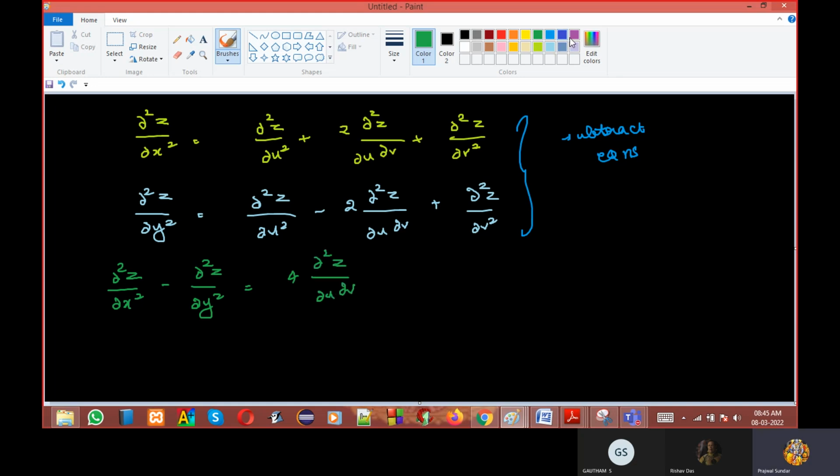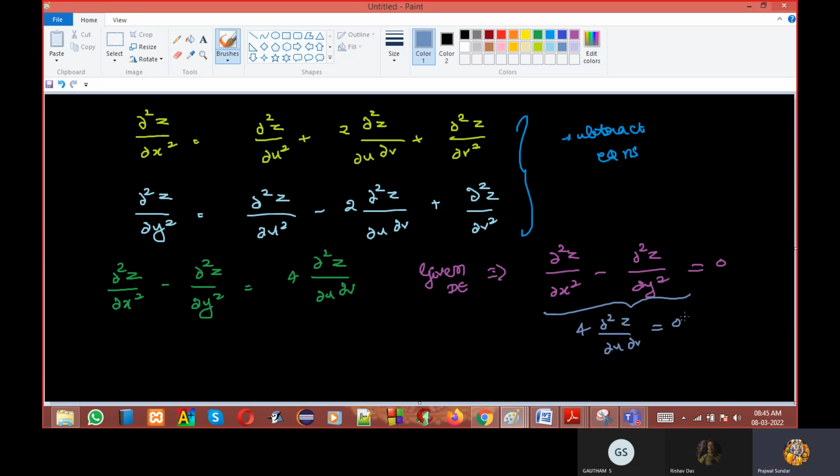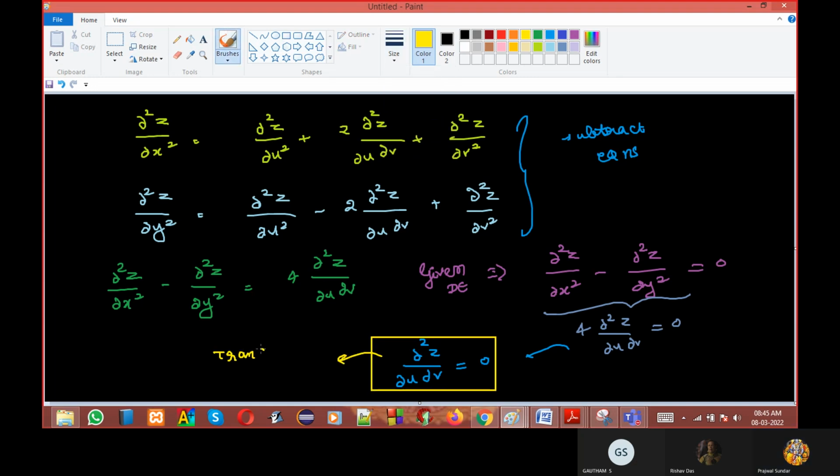Now look at this carefully. What is the given differential equation? The given differential equation is ∂²z/∂x² minus ∂²z/∂y² equal to 0. Now you can replace this by 4 ∂²z/∂u∂v equal to 0. So I can say the final answer is ∂²z/∂u∂v equal to 0. That's over. This is the transformed equation.